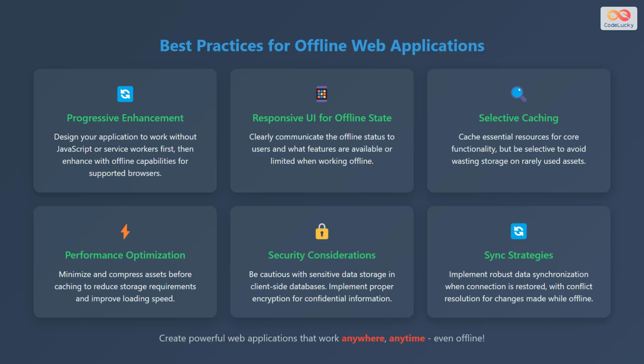Here are some best practices for offline web applications. Use progressive enhancement, which means design your application to work without JavaScript or service workers first, then enhance with offline capabilities for supported browsers. Develop a responsive user interface, or UI, for the offline state. Clearly communicate the offline status to users and what features are available or limited when working offline. Use selective caching. Cache essential resources for core functionality, but be selective to avoid wasting storage on rarely used assets.